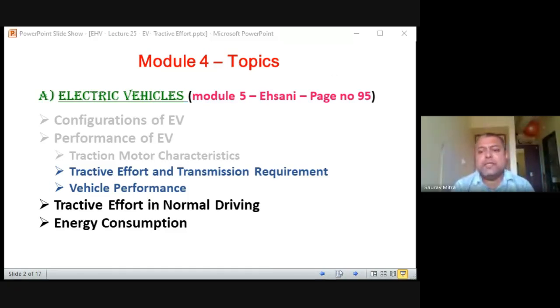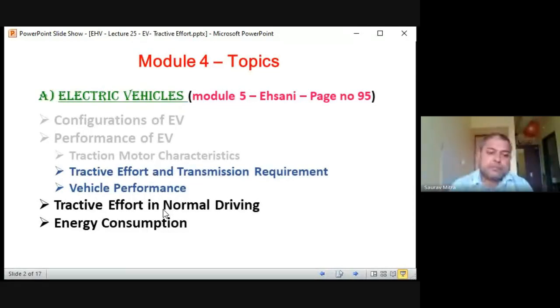In that case, what is the vehicle performance? That is the tractive effort in normal driving. A very important topic we will see. As explained in the book, we will see four different driving cases, and we will see what the gear arrangement is most of the time when the vehicle is running through the city or through the highway. It is a very interesting topic. Those who know driving can correlate with it very easily.